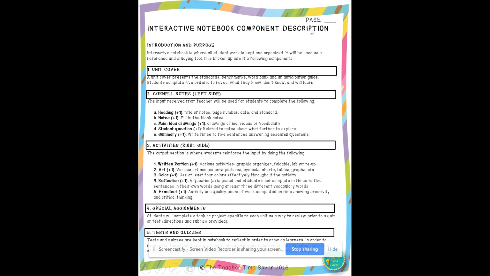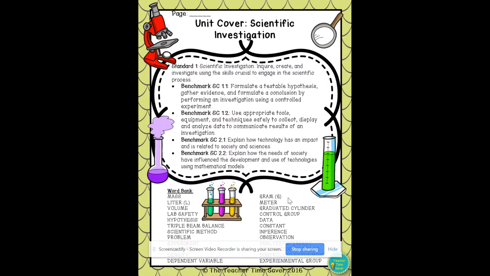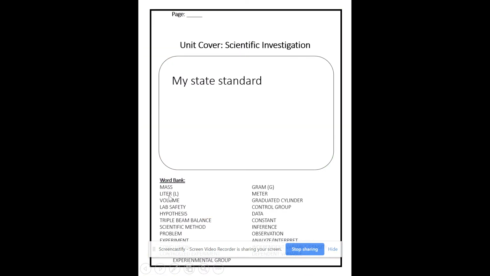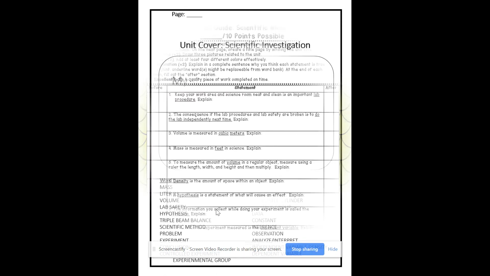There's also a notebook components page that outlines and describes what the interactive notebooks will contain. Each unit of mine, and I have 19 units, includes unit covers, Cornell notes, activities, special assignments such as labs and projects, and finally tests and quizzes. Each of my unit bundles includes a unit cover, which provides the standards along with the benchmarks and a word bank. I provide an editable version for teachers to change their standards to fit their needs, as well as the word bank.